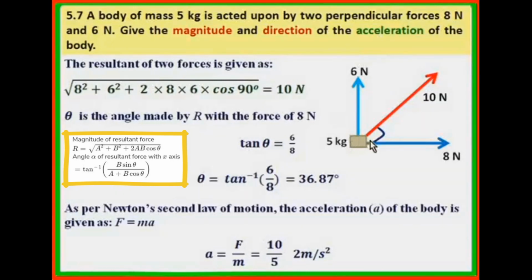Now, according to Newton's second law of motion, force is equal to mass into acceleration, or acceleration is equal to force over mass, where the force we found over here, the resultant force, is 10 Newton, and the mass of the body is 5 kilogram. So acceleration is equal to 10 over 5. By simplifying that, we will be getting the answer over here as 2 meter per second square, right? So this is the acceleration with which the resultant force is going to act.